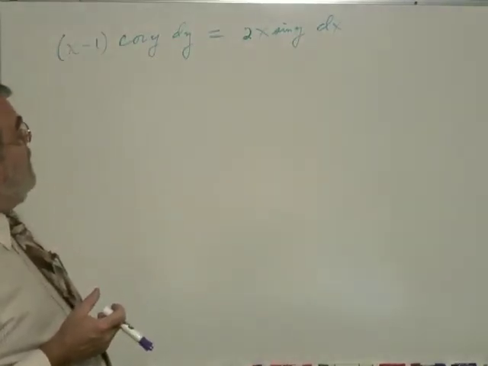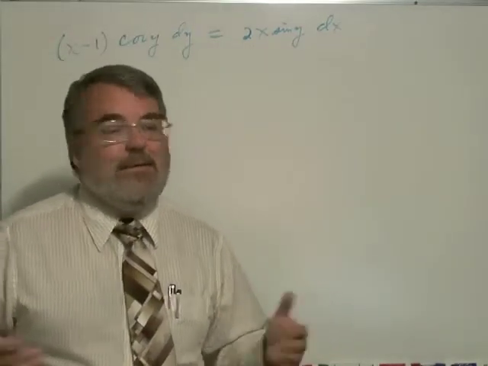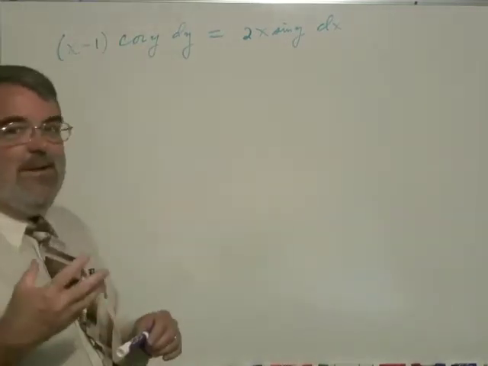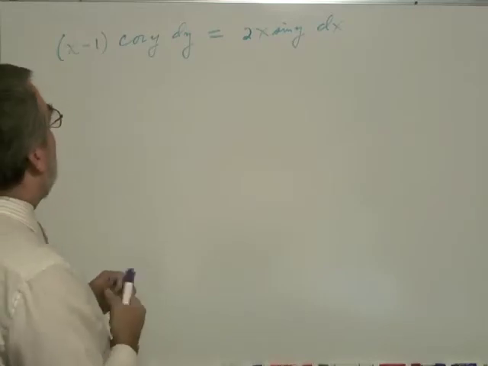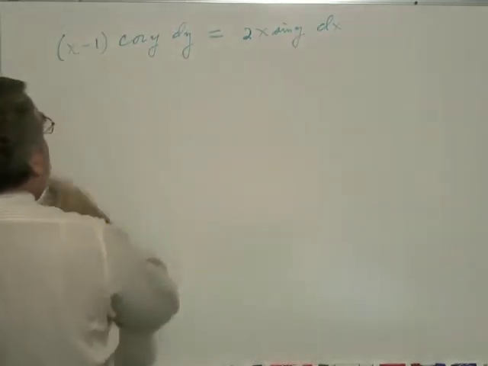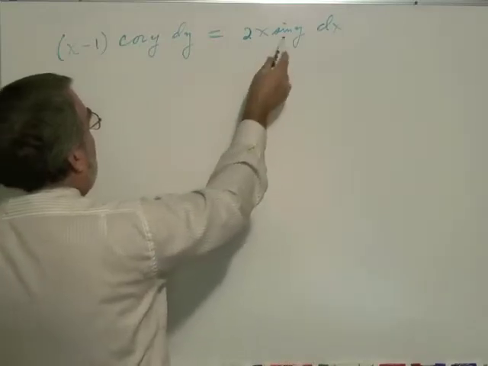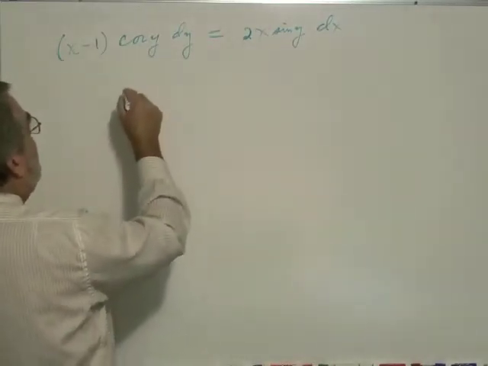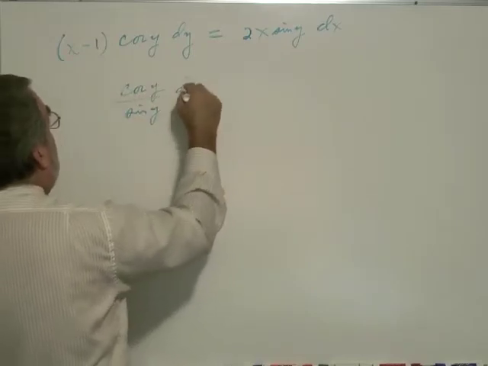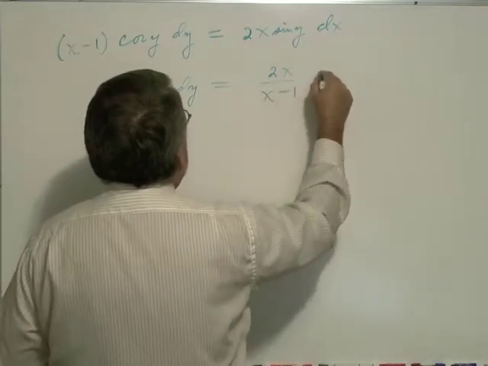Well, again, this is really an exercise in integration, and so it's kind of ordinary calculus in disguise. We just have to do a little bit of algebra to separate x's and y's. So I'm going to bring the x terms over and the y terms over. I would divide both sides by x minus 1 and divide both sides by sine y. So this gives me cosine y over sine y dy on the left side. On the right side, it's going to be 2x over x minus 1 dx.